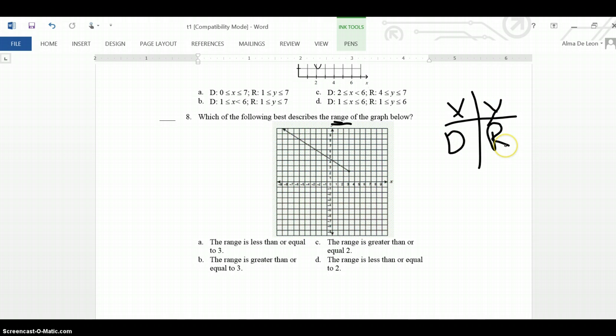If we're looking at range, we're specifically looking at which Y values we're using, which means we're going to focus on the Y axis. And the very first thing I'm going to do is exaggerate this line, and because I have an arrow that is pointing up, I'm going to put an infinity above. And since this arrow is also pointing to the left, I'm going to have a negative infinity, since I have negative numbers that way. I don't have any arrows pointing down or to the right.